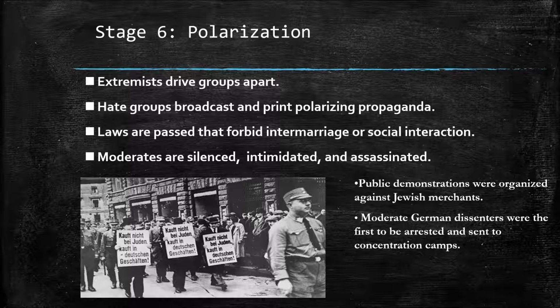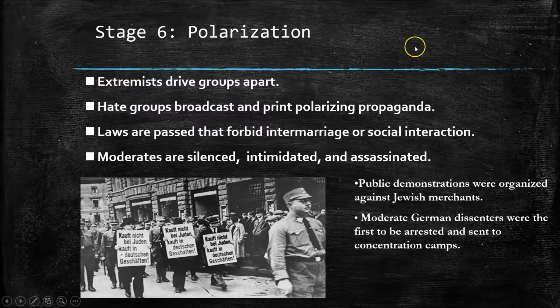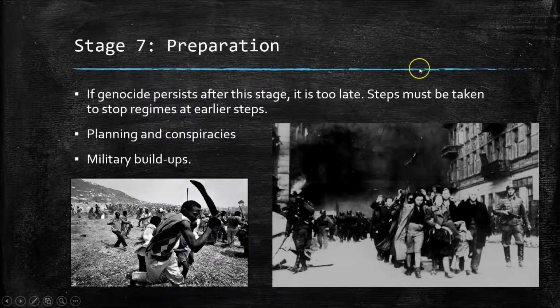People who are leaders on the other side will be intimidated or killed or what have you. And you can see this here in Nazi Germany. In fact, the word ghetto comes from Jewish people being put into the undesirable part of Venice, Italy. And this is one of the earlier forms of polarization that happens. So polarization is step 6 or stage 6.